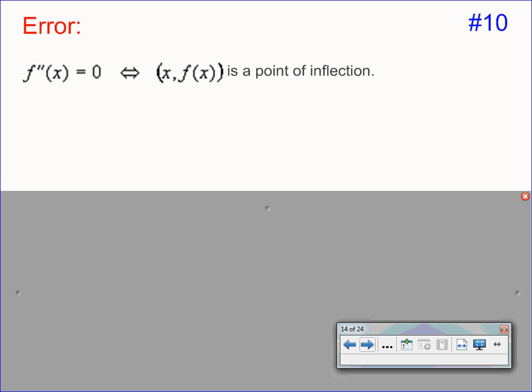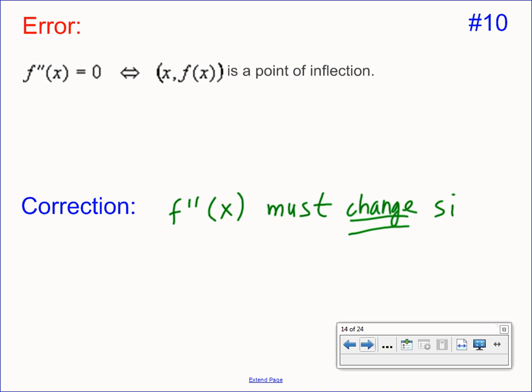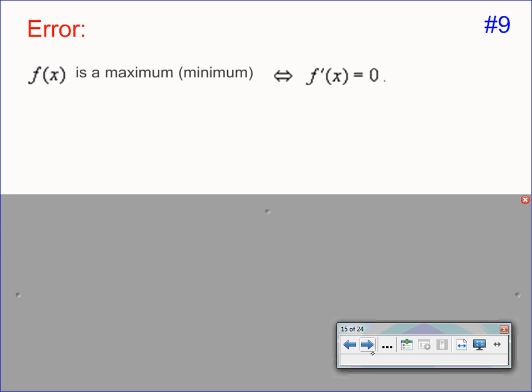So what's wrong with this reasoning? F double prime equals 0 if and only if x comma f of x is a point of inflection. What's wrong with that? You can spot it. Riley E. F double prime has to change sign. Love it. F double prime must change sign in order for f to have a point of inflection. Absolutely. It's not enough for f double prime to equal 0. That's just a potential point of inflection x coordinate. It must change sign in order to have a point of inflection on f. F double prime must change sign. Thank you. Nice job.